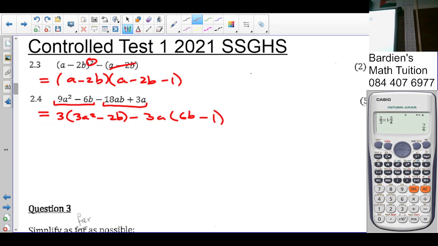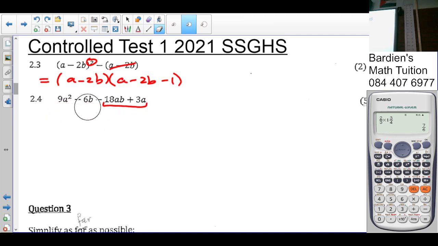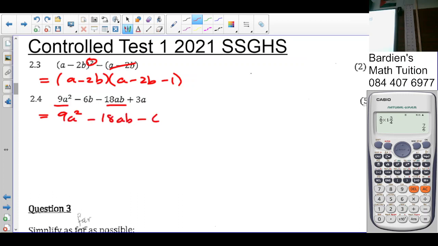But I'm looking for a common bracket afterwards. So that's not going to work. So what must I do? Rearrange. So I put that one and that one together. So you get 9a squared minus 18ab minus 6b plus 3a. Let's try now. What is common there? 9a. I'm left with a minus 2b.